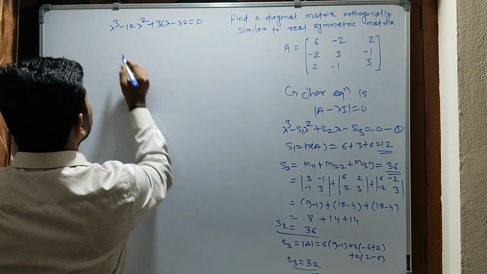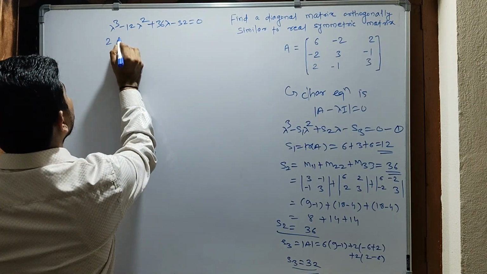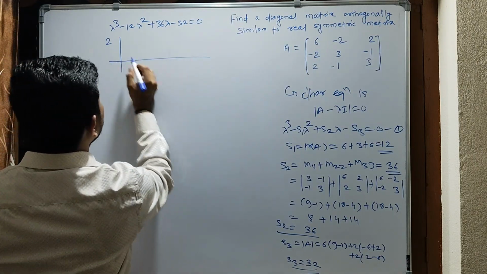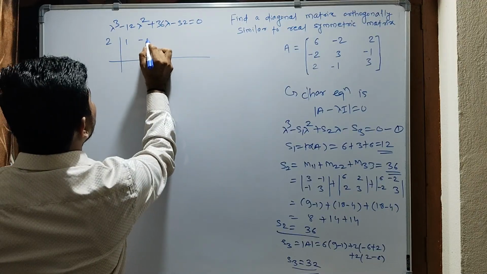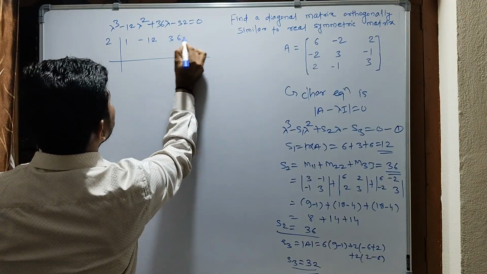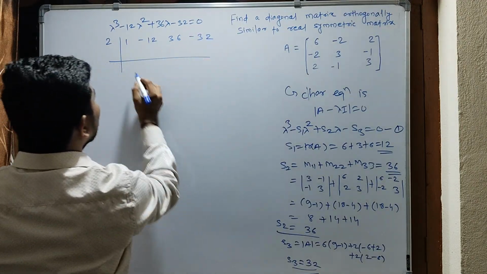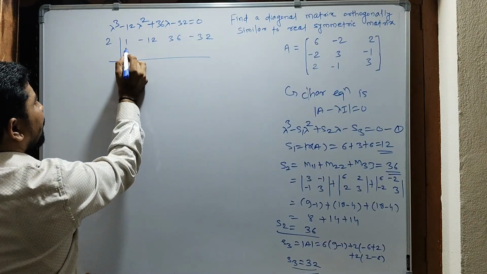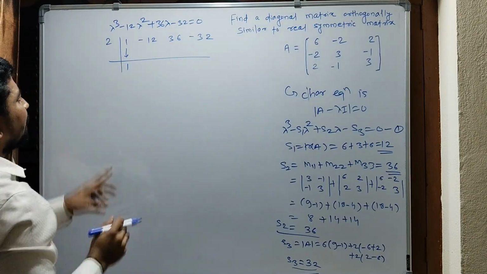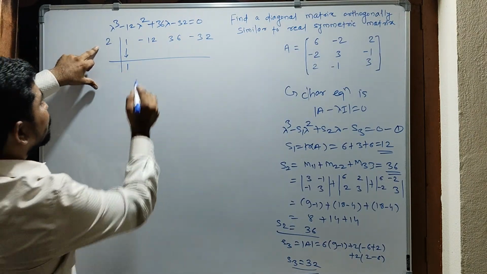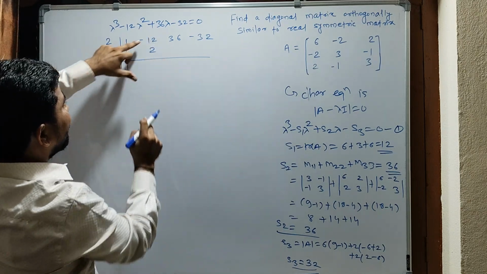So no need to use this. Here, if 2 is one root, you can find the other roots by using synthetic division. Write the coefficients 1, minus 12, 36, and minus 32. Write this 1 as it is here. Multiply this 1 by this 2, so write this 2.